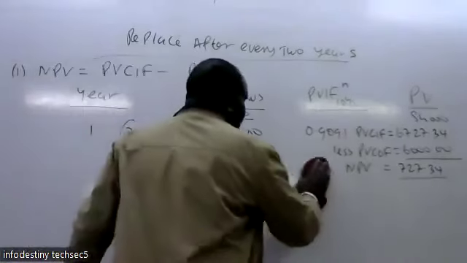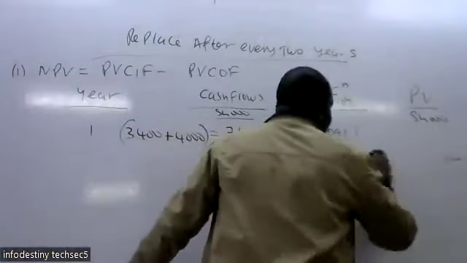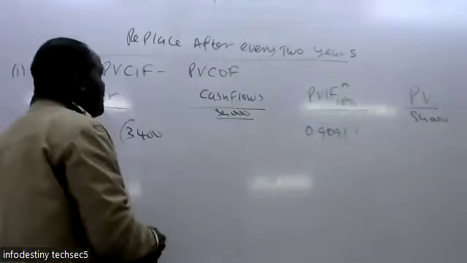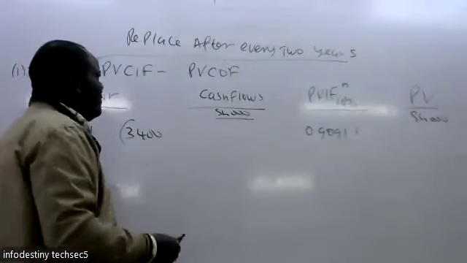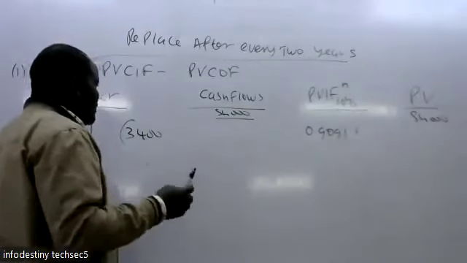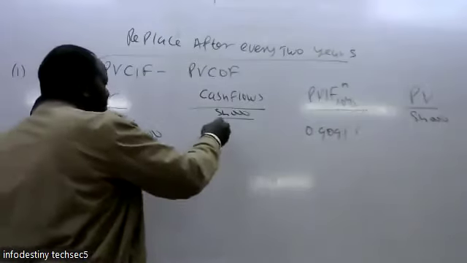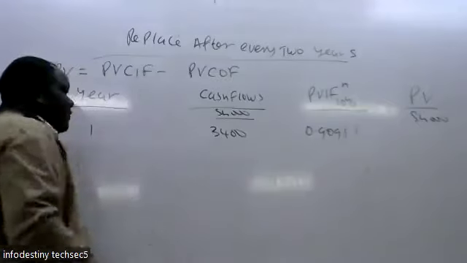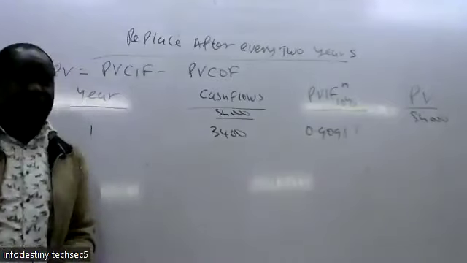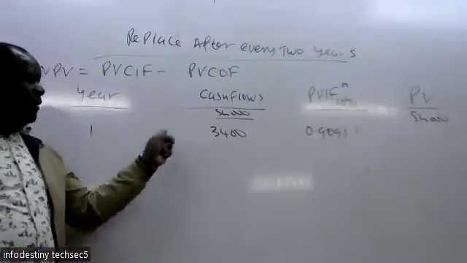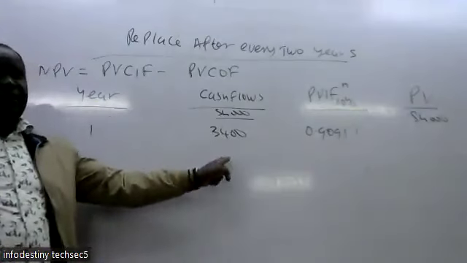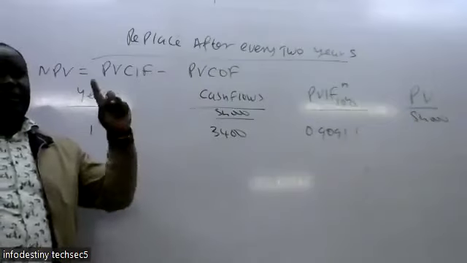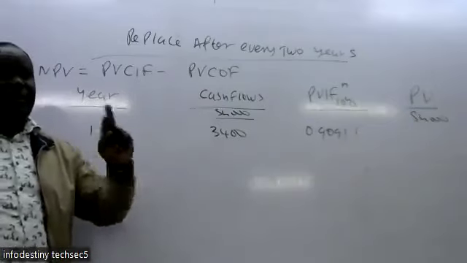So to compute the net present value, it will simply be the present value for the cash inflows minus the present value for the cash outflow. So this time around, we start with year one. Year one has no resale value. Year one, we shall still include it, but only the cash flows, which were 3,400. Because you are not replacing it in year one, we replace it in year two.